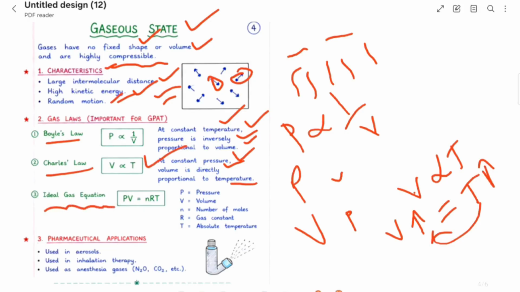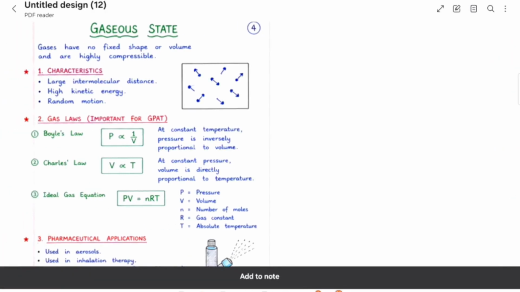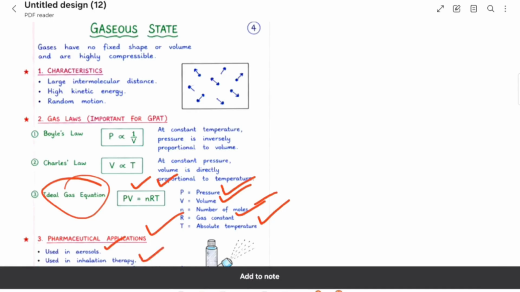Here there is an ideal gas equation: PV = nRT. Here P is pressure, V is volume, n is the number of moles, R is the gas constant, and T is absolute temperature. There are some pharmaceutical applications here. It is mainly used in aerosol preparations and in inhalation therapy.